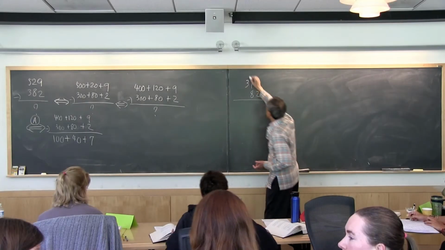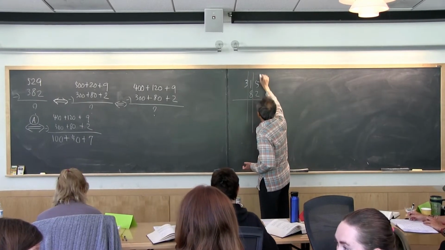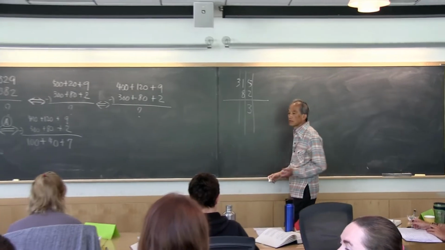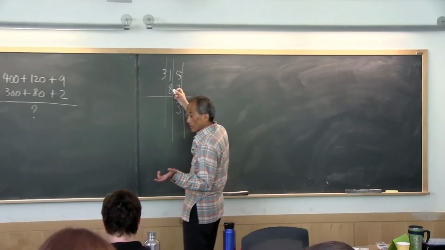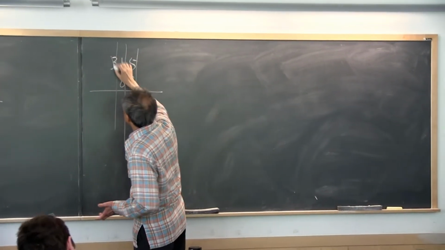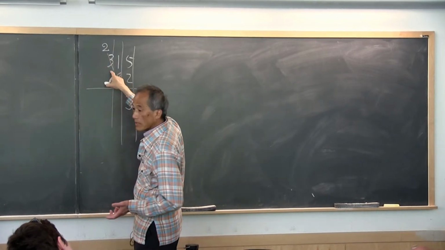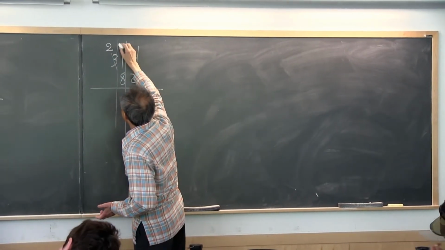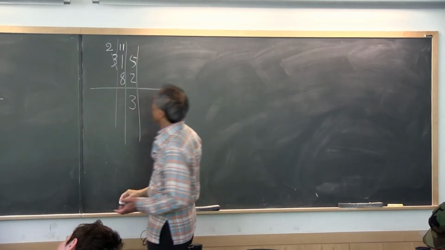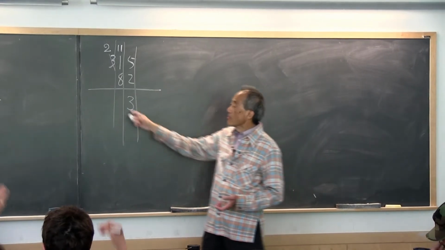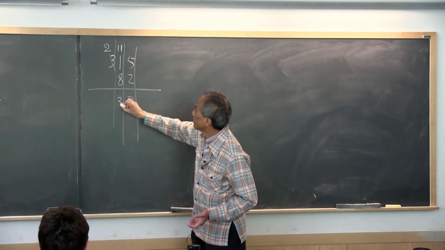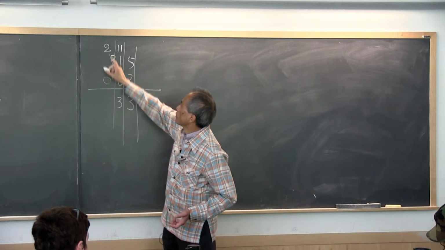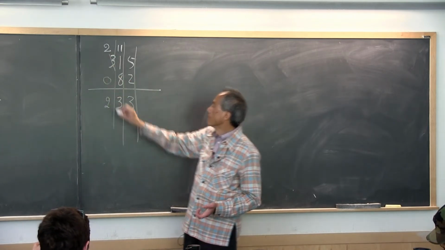So the algorithm says, right, this is 3, no question. But here, 1 minus 8, go, right? So you borrow 1 from here, and then it becomes 11 up here. Then it becomes 11 minus 8 is 3. 2 minus 0 is 2.